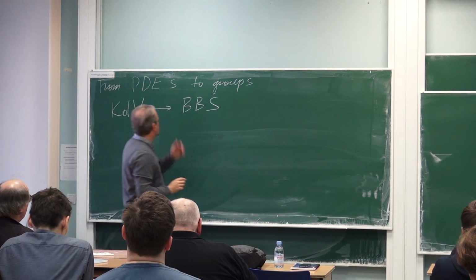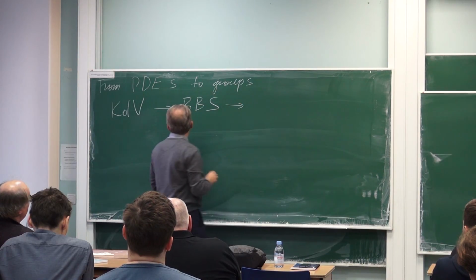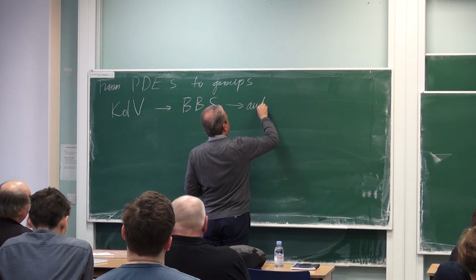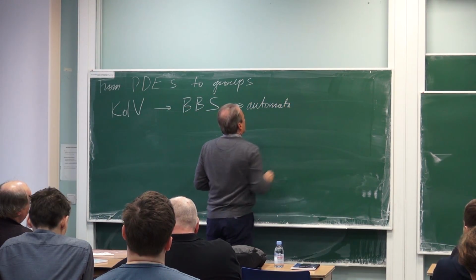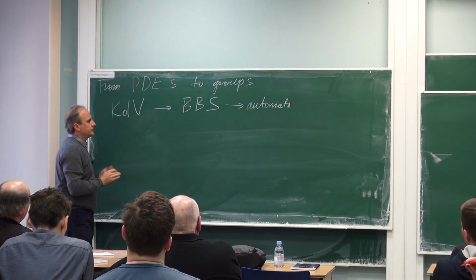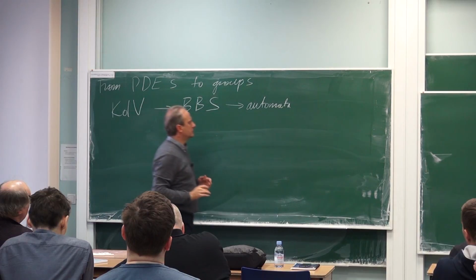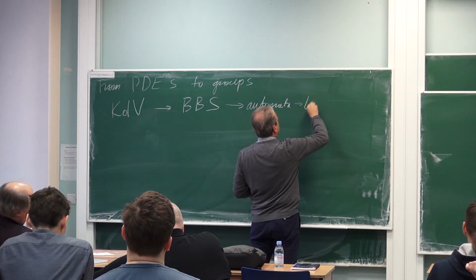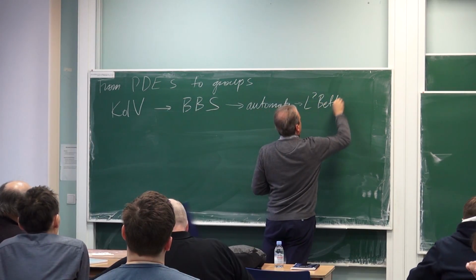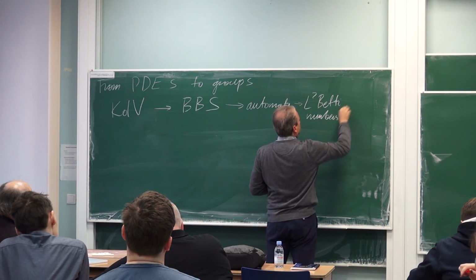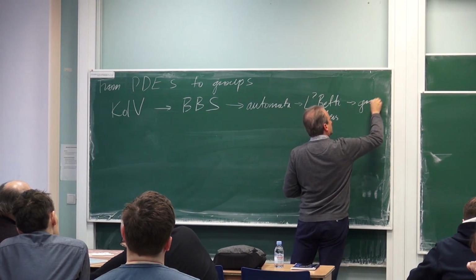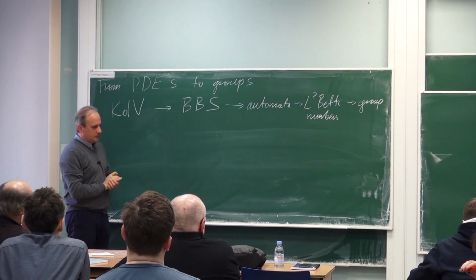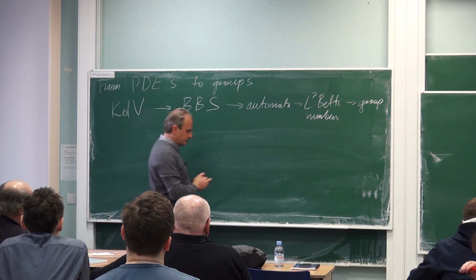We'll realize this using automata. Then via spectral theory, at some point L2 Betti numbers will appear. Finally, we'll find a group which is in this case a very interesting group from the geometric point of view.